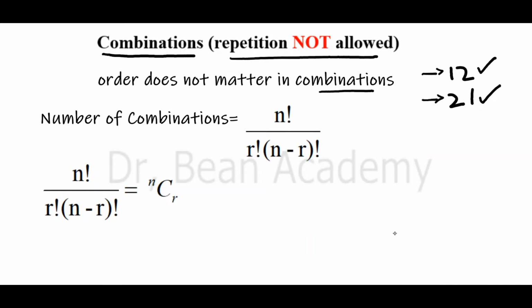And the formula to calculate the number of combinations is n factorial divided by r factorial, n minus r the difference, and factorial. And we name this whole quantity as nCr. You are familiar with the variables: n is the total number of choices available to you, and r is the size of the combination or the group you want to make.